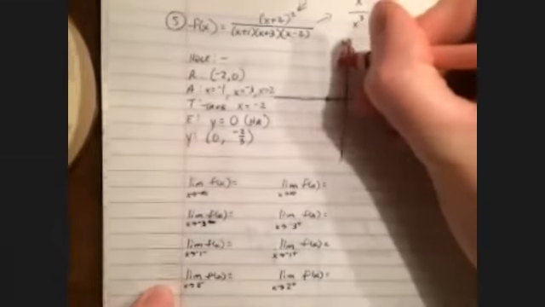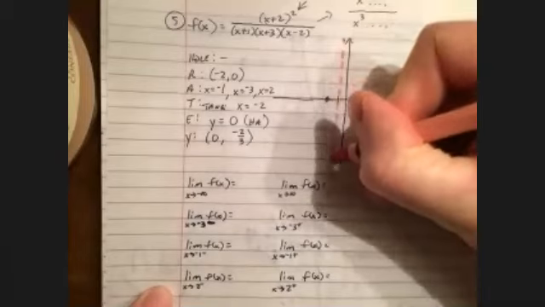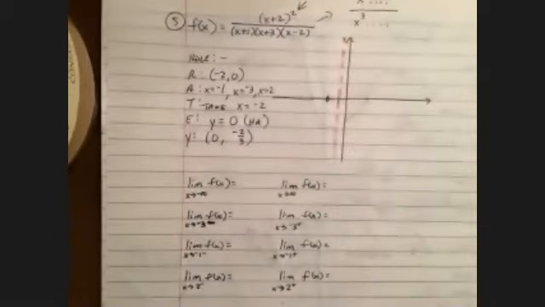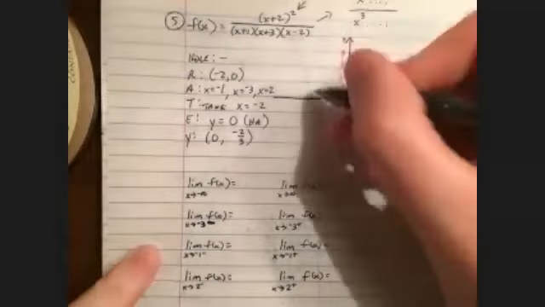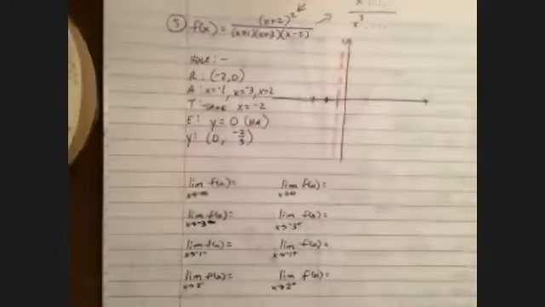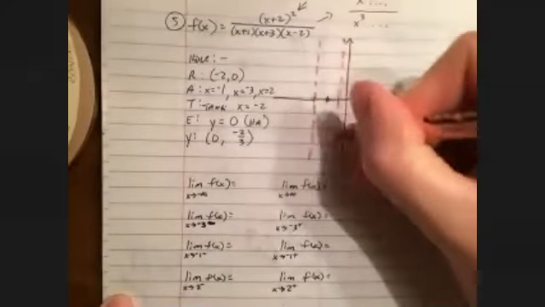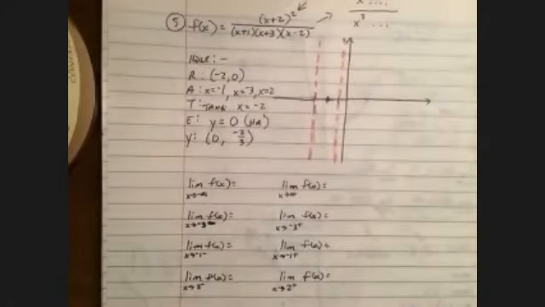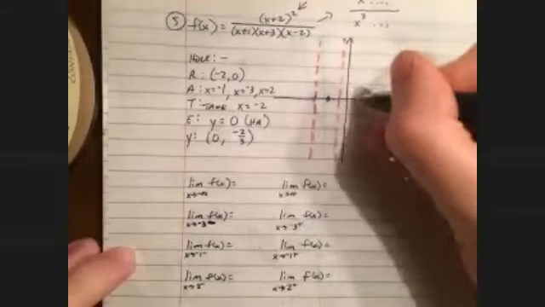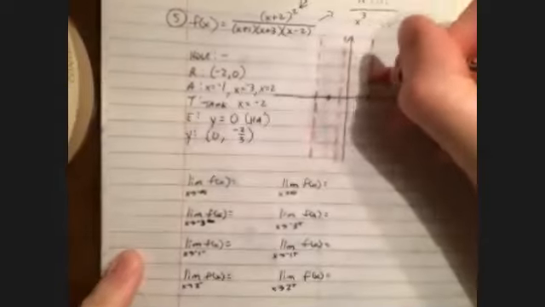Let me draw that in. All right, we have one at negative 3 as well. So draw that vertical asymptote. And then we have one at 2. X equals 2.